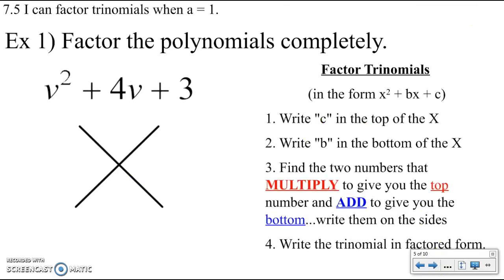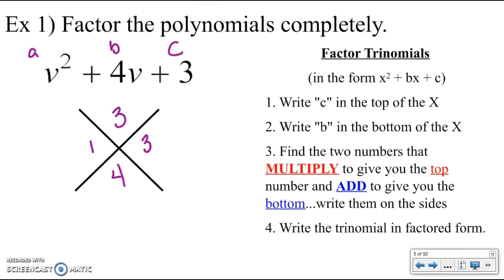So to factor this first trinomial, we are going to write c, which is 3 here. We have a, b, c. So c is 3 on the top. B is 4. So what we're doing is we're looking for two numbers that multiply to give us 3 and add up to 4. The only two factors of 3 are 1 and 3. So 1 times 3 gives me 3. 1 plus 3 gives me 4.